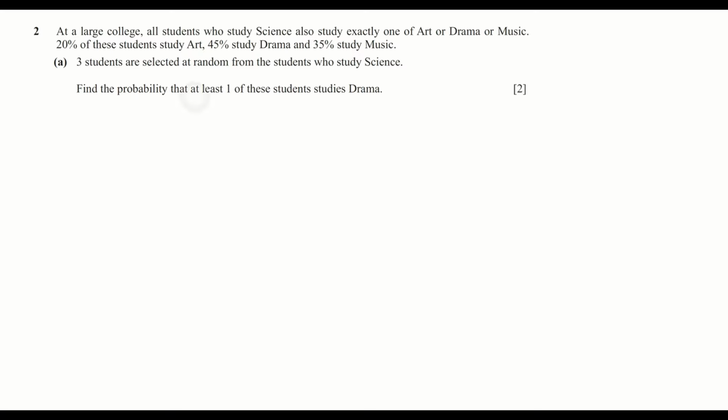The words at least show us that we are working with binomial distribution or geometric distribution. We're working with a total of 3 students. So we are working with binomial. So we're going to use the formula nCr multiplied by p with an exponent of r multiplied by q with an exponent of n minus r. n is the total number of students. So in this case, n is 3. I'm going to make a note of this up here. n is 3.